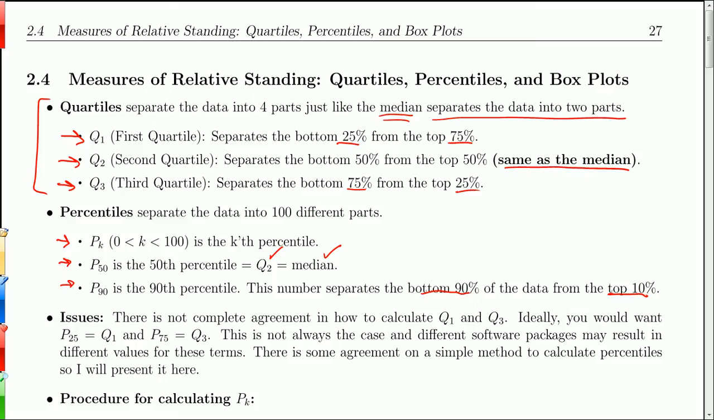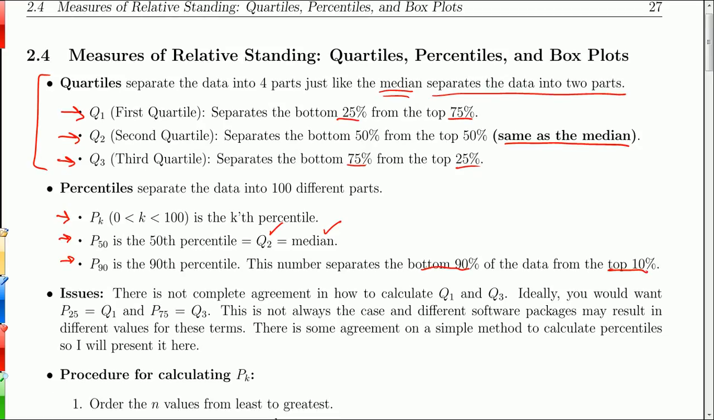A lot of stats books have many more pages dedicated to these two topics than I do, and that's because there's not complete agreement on how to calculate Q1 and Q3. For Q2, everyone agrees, it's just the median. You'd want P sub 25 to equal Q1 and P sub 75 to equal Q3, and that's not always the case. So we're just going to start off with percentiles and go back and calculate quartiles. While this is maybe not the most complete story, it gets us through the information a little quicker.